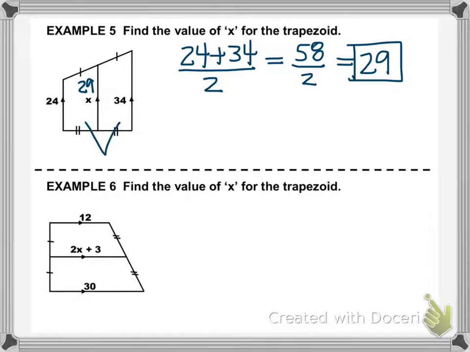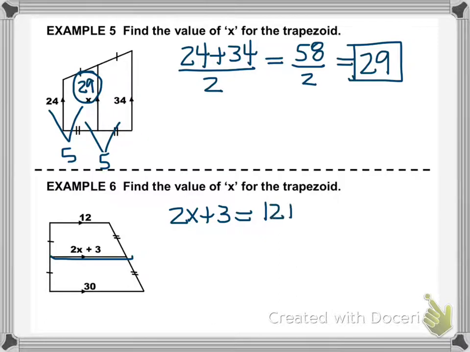And just to check it, 29 is 5 below 34. And 5 above 24. So it's right in the middle. That's its length. Example 6, this is where we have to set up an equation because we have an expression. So our median is 2x plus 3, and that length is equal to the average of the two bases, which are 12 and 30. So we're going to add them and divide by 2.